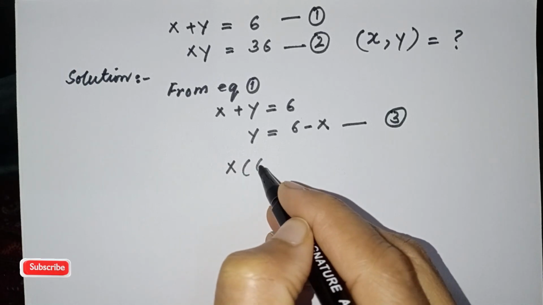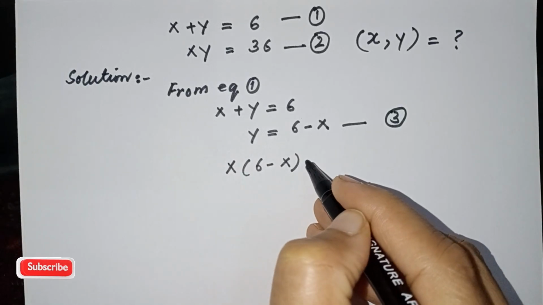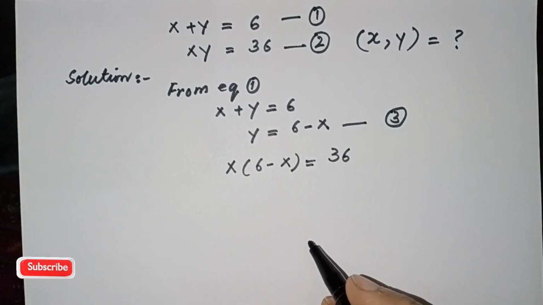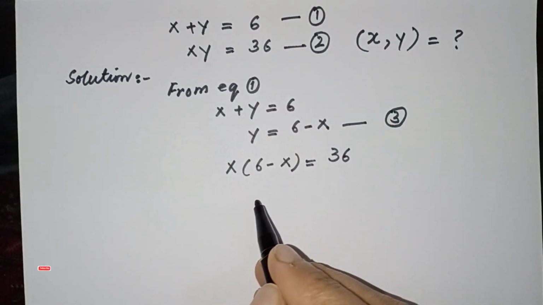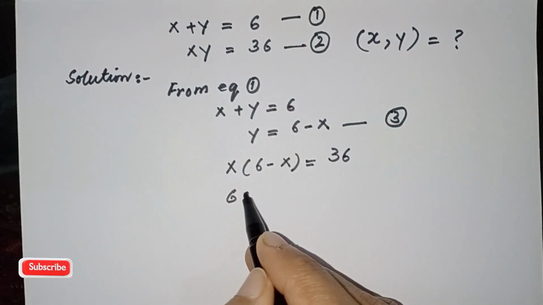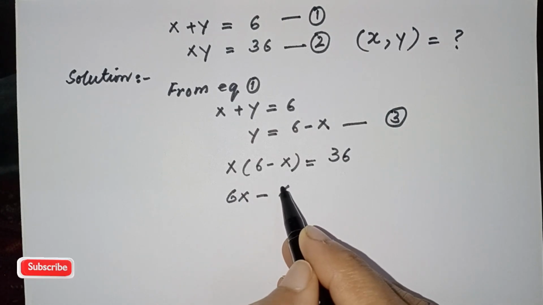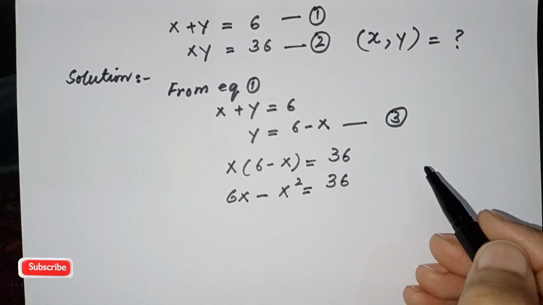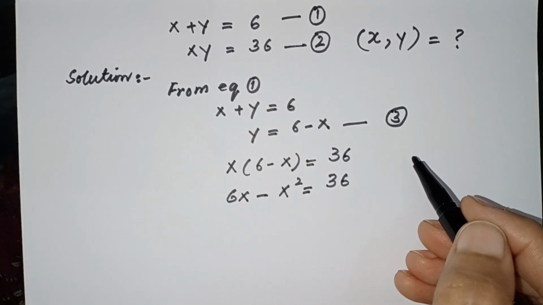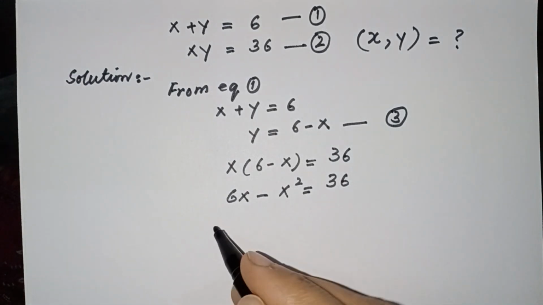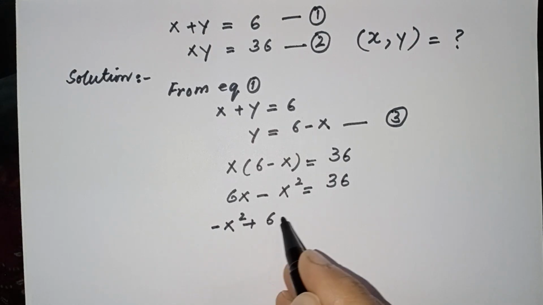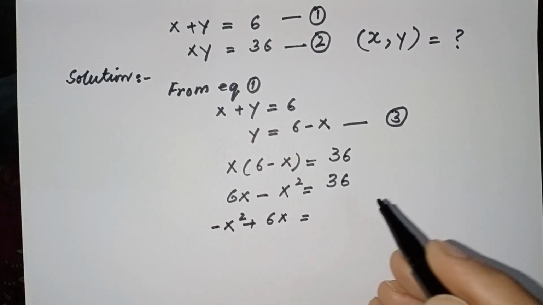x times parenthesis 6 minus x is equal to 36. So now multiply x with 6 minus x and we will get 6x minus x times x gives x square is equal to 36. Now we will arrange it: minus x square plus 6x is equal to 36.